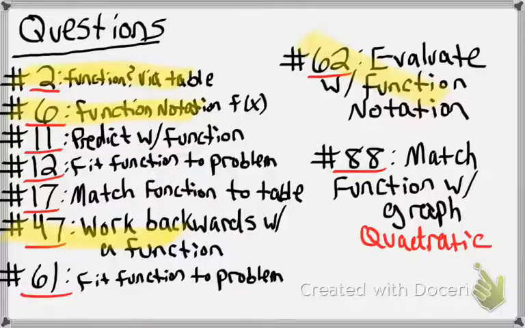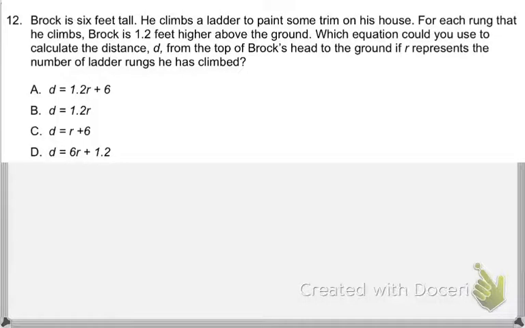Let's start with 12. Alright, so number 12, let's use some test-taking strategies. Let's start with reading. Sometimes the last sentence first can help, and it starts with which equation. It says, which equation could you use to calculate the distance D from the top of Brock's head to the ground if R represents the number of ladder rungs he has climbed? In other words, when he climbs up the ladder, the height of his head is going to be how high is he standing, and then plus how tall he is.